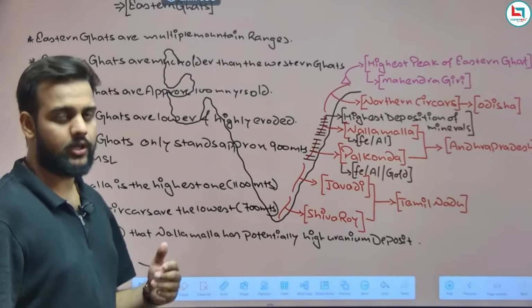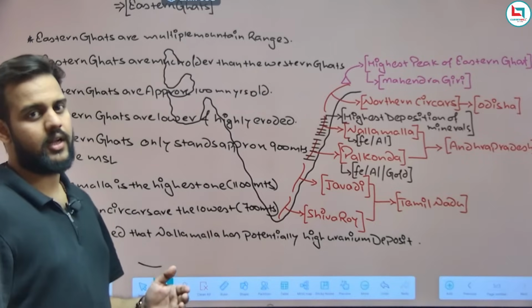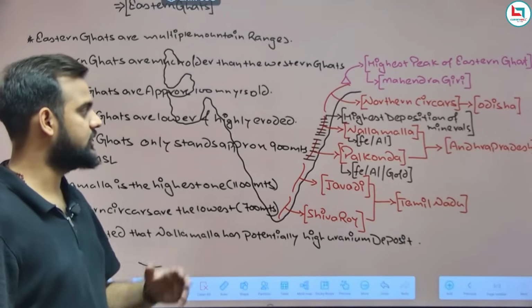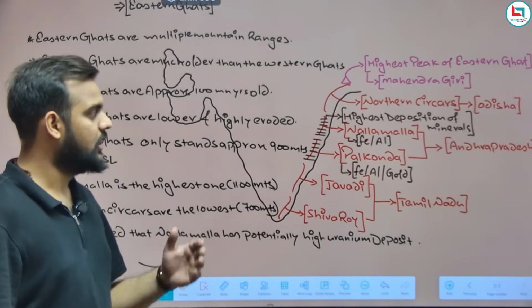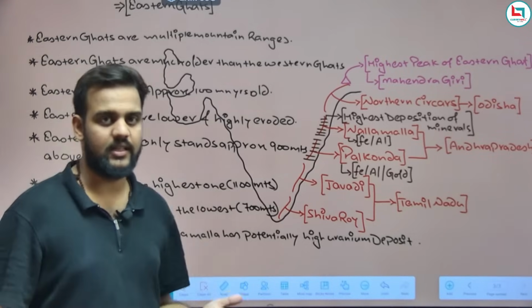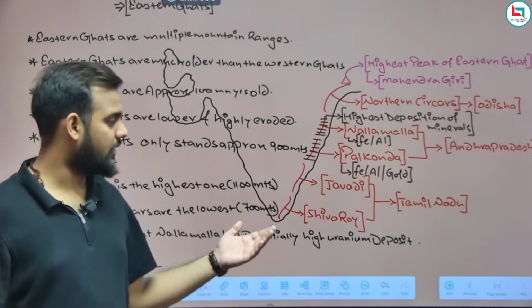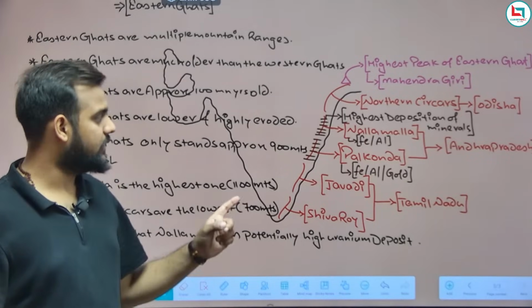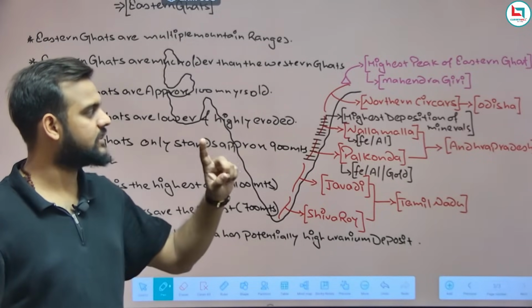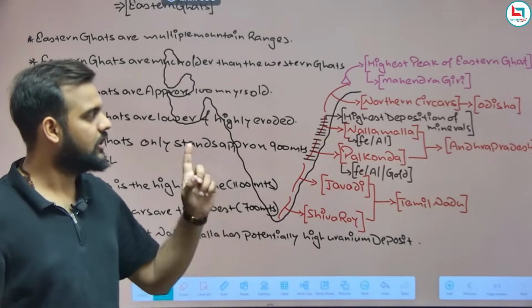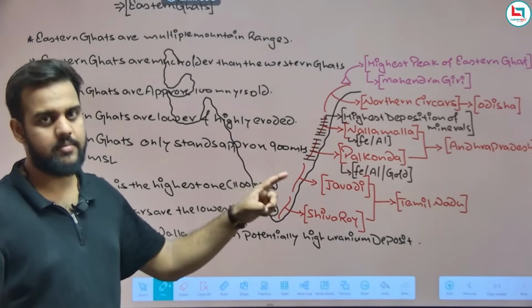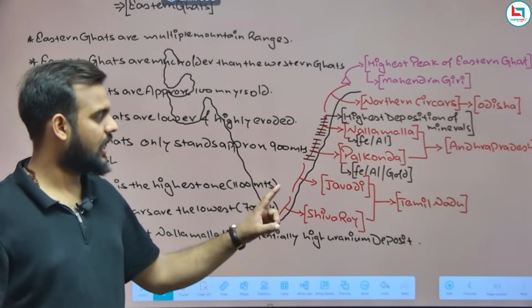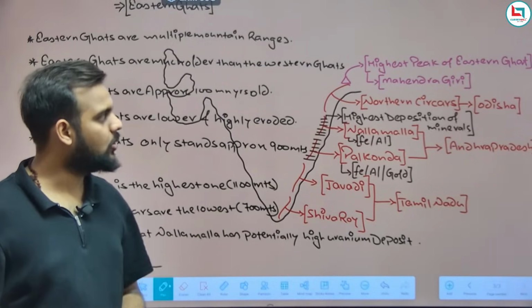They are not the continuous mountain. Okay, there are multiple ranges like Northern Sarkars, which is present in Odisha. Nalla Malla and Palukonda are present in Andhra Pradesh. Javadi and Shevaroy are present in Tamil Nadu. And remember one thing, Nalla Malla and Palukonda has the highest deposition of mineral. Nalla Malla has iron and aluminium deposit. Palukonda has iron, aluminium and gold deposit.